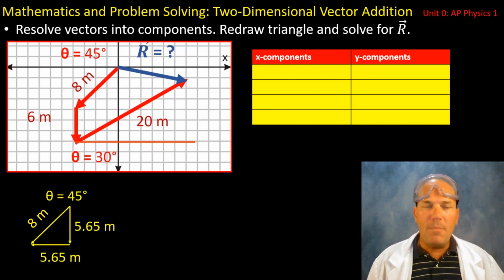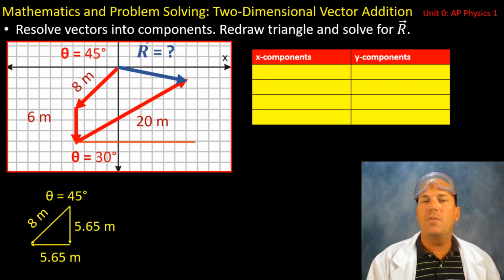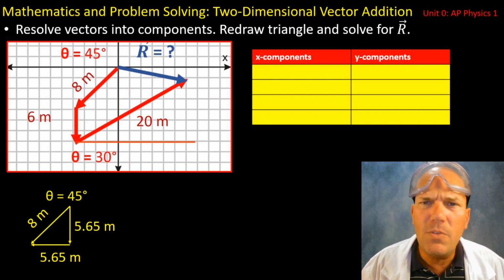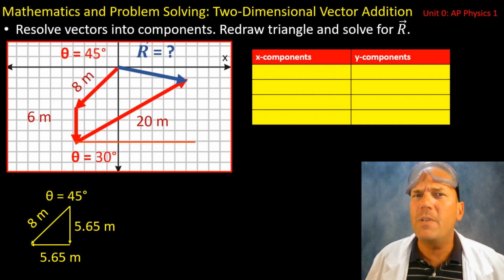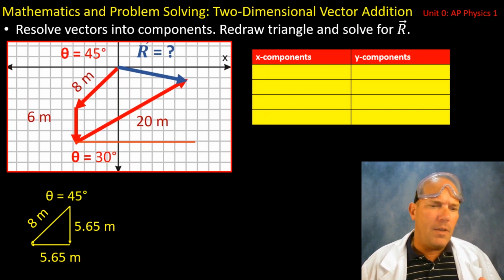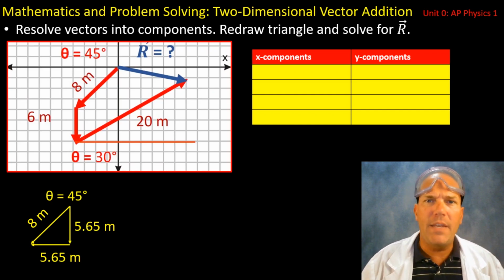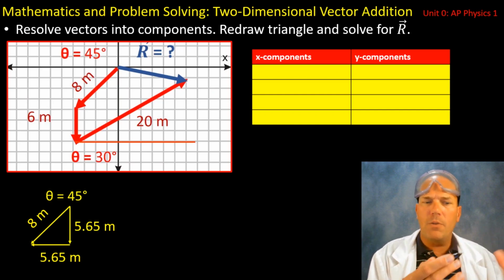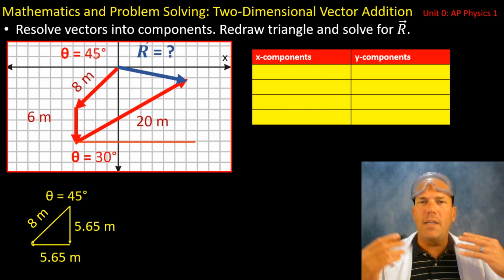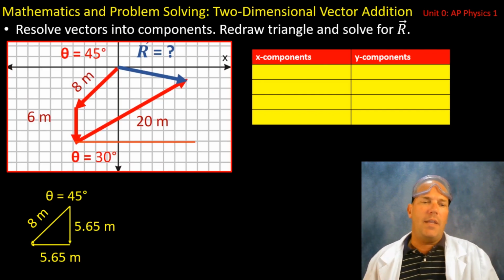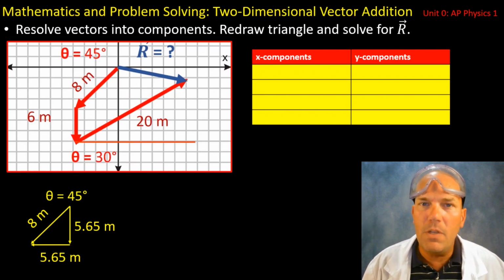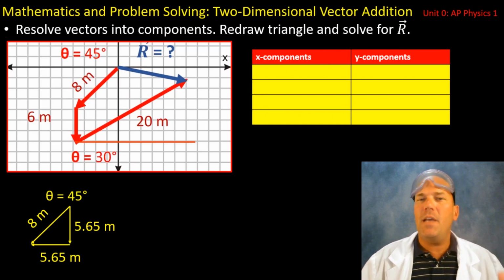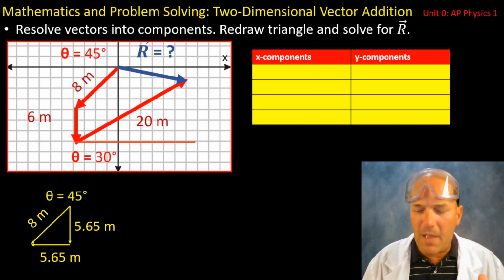Using trigonometry, you can solve this because you know your angle to be 45. You can also just use your prerequisite knowledge of an isosceles right-angled triangle, relating these two by the square root of 2. So if I take 8 meters and I divide it by the square root of 2, which is about 1.414, you get about 5.65.